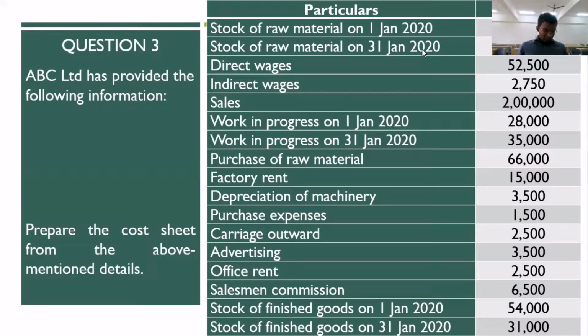In the meanwhile, let's look at the question together. The question tells us that ABC has provided the following information, and they've given us a set of expenses. They have given us the stock of raw material on 1st Jan and the stock of raw material on 31st Jan. Now what does this refer to? This would refer to the opening stock and the closing stock.